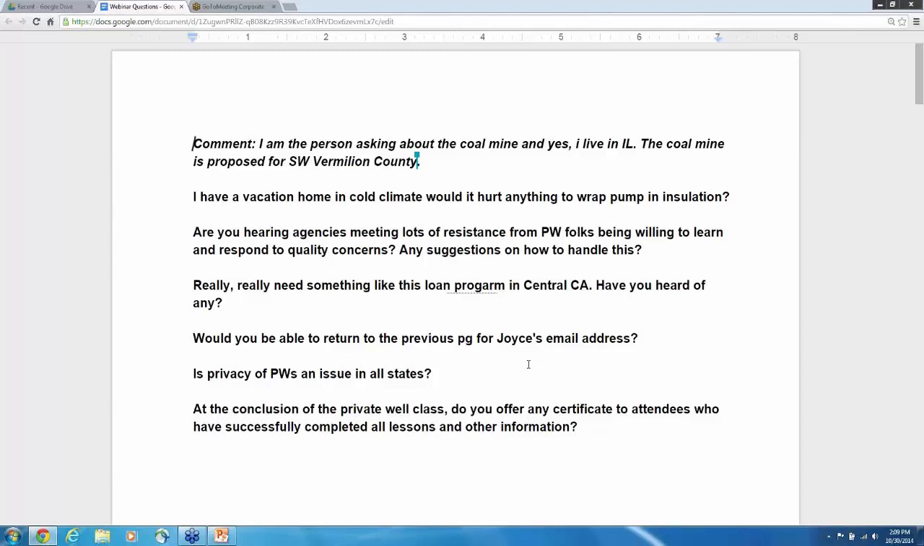Is privacy of private wells an issue in all states? It's very different in every state. In California, your well log is protected by law. When one of the well owners there wanted me to see their log, they eventually had to scan it and email it to me because the county government that had it wouldn't share it. And in Illinois, you can go online to the Geological Survey or the Water Survey site, and you can actually pull up a scan of the actual log, no issue whatsoever.